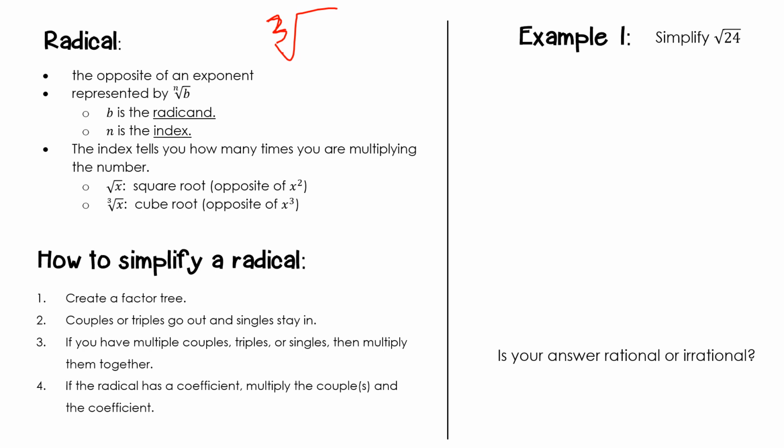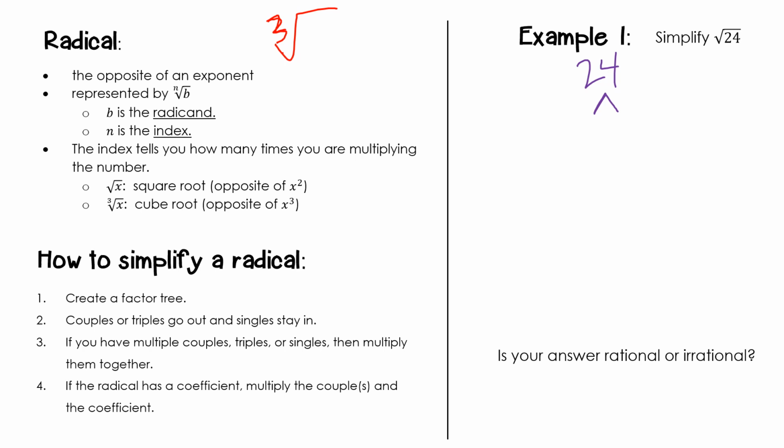For all of these problems, whether it's a square root problem or a cubed root problem, we are going to create a factor tree. So what that means is that underneath 24, or whatever number is underneath my radical, I am going to try to think of two numbers that multiply to be 24. It could be 6 and 4. It could be 8 and 3. It could be 12 and 2.